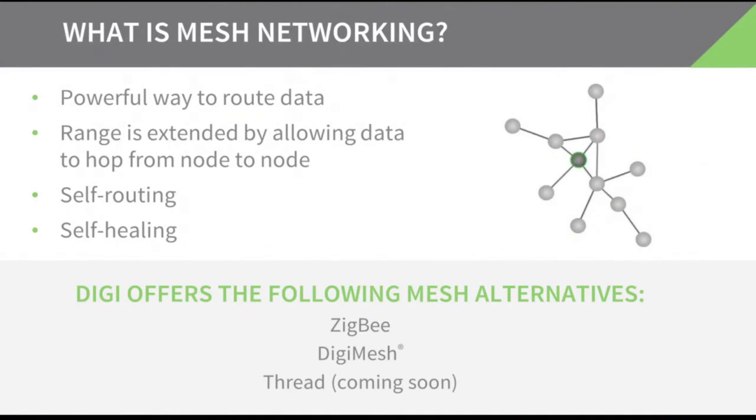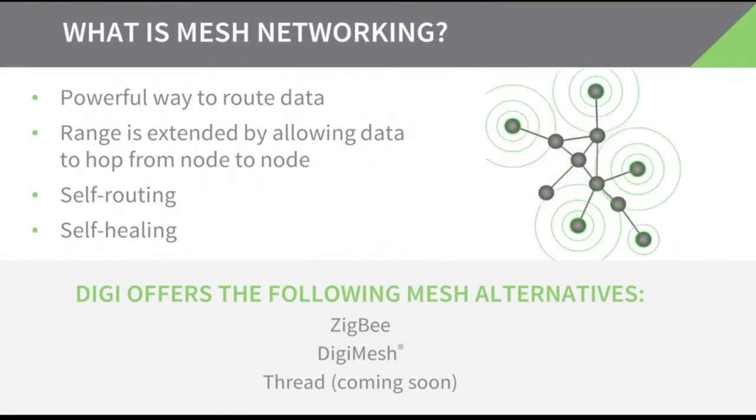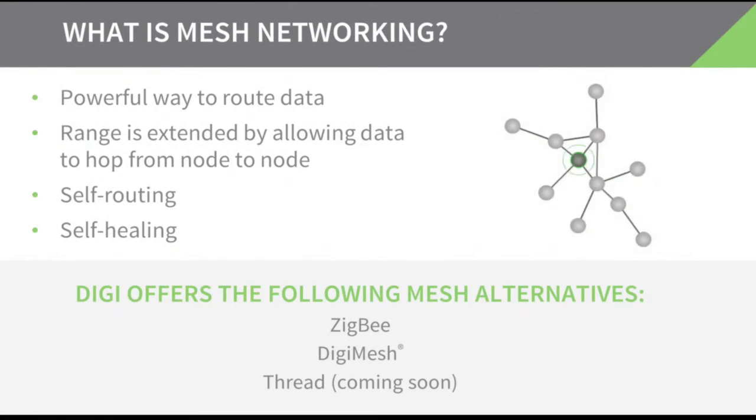Currently, Digi offers two versions of mesh modules for you to use. One is ZigBee, which is an open standard, and we also have our DigiMesh proprietary mesh technology. In the near future, we're going to be releasing a Thread version of mesh, and we're going to talk about that at the end of the presentation as well to give you a little preview of what's to come.